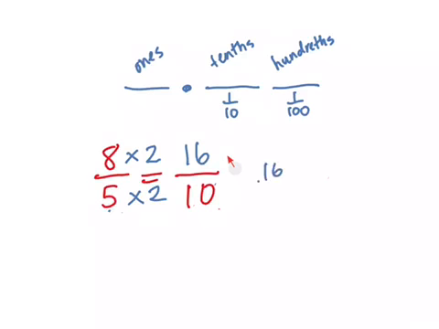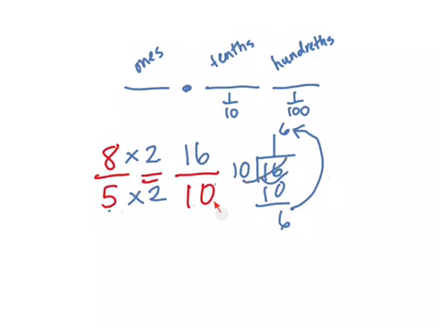So we could say 16 divided by 10, right? This is just a division problem. 16 divided by 10. 10 goes into 16 once with 6 left over. So the leftover part becomes our numerator and the divisor becomes our denominator. So we have the mixed number now of 1 and 6/10.